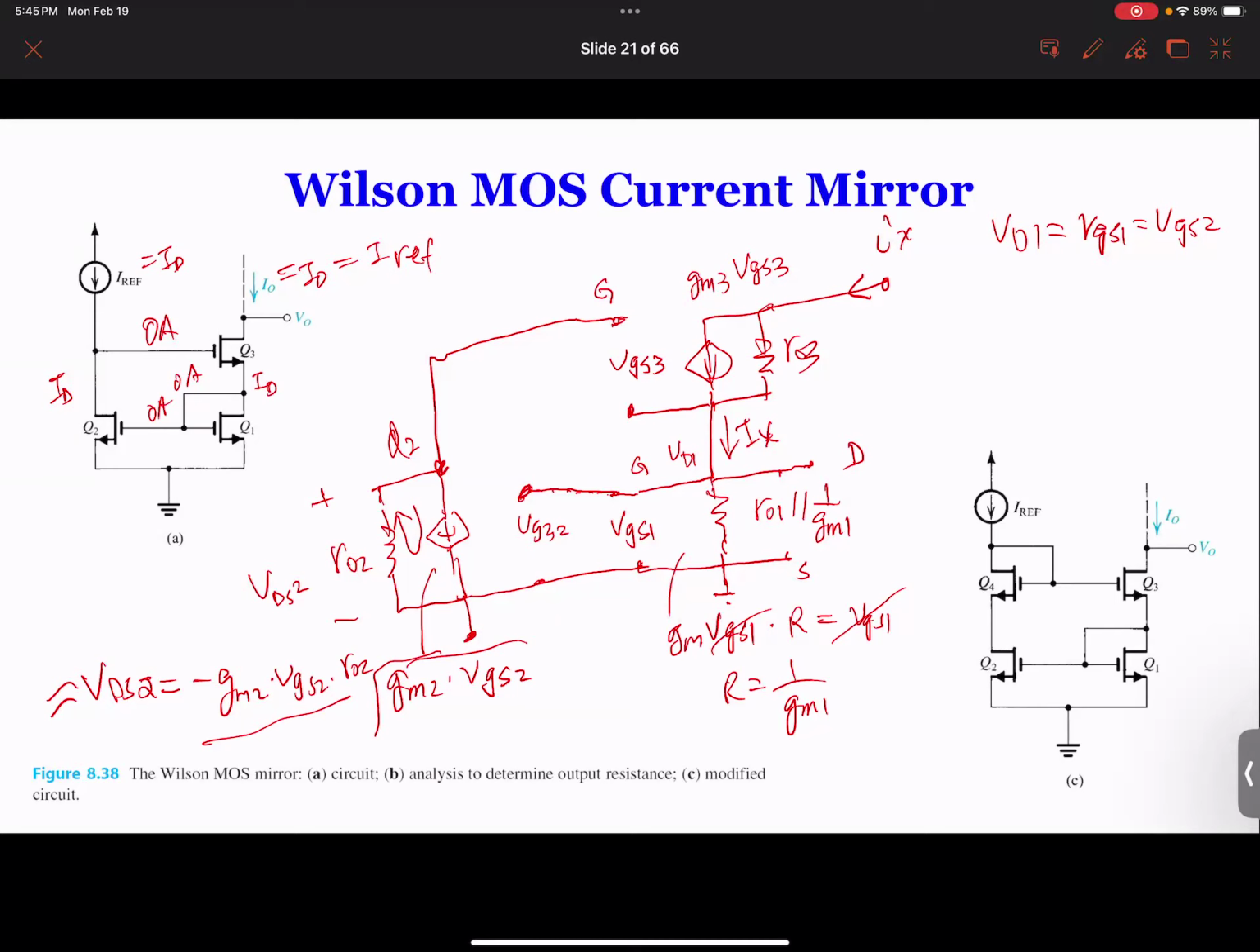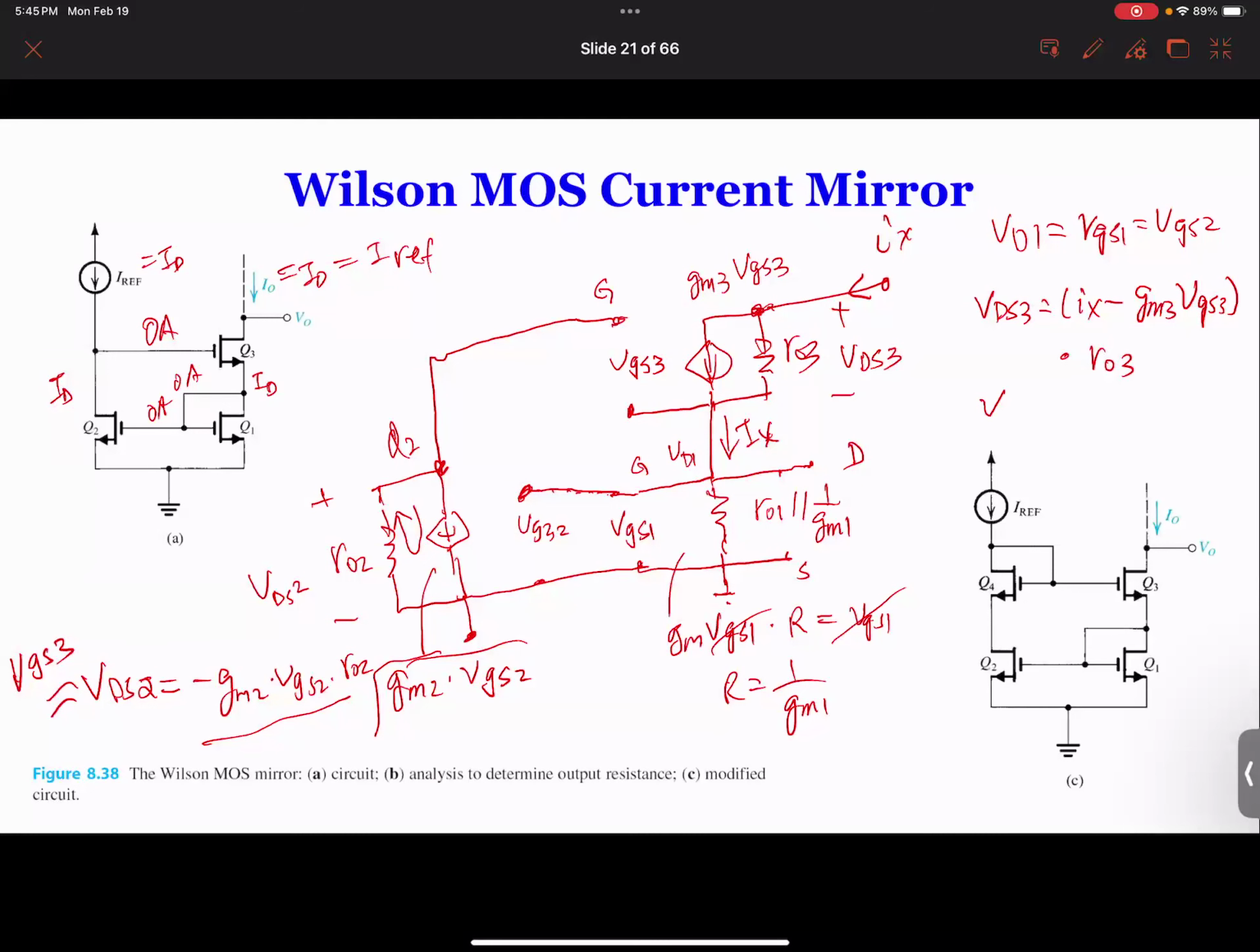So VDS2 is here. And this voltage is equal to VGS3. So now you have the idea. So now you have VGS3. How much voltage is between here and here? So let's call it VDS3. So VDS3 is equal to current Ix minus GM3 times VGS3. That's current. So Ix coming in minus the current source gives you the current flowing through RO3. So this one times RO3 gives you VDS3.